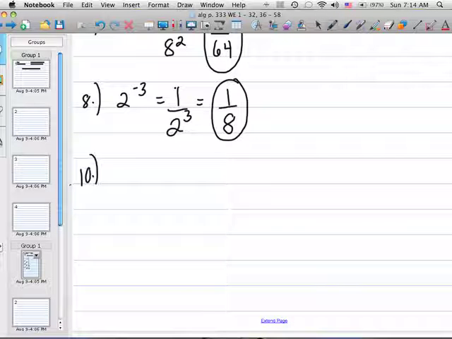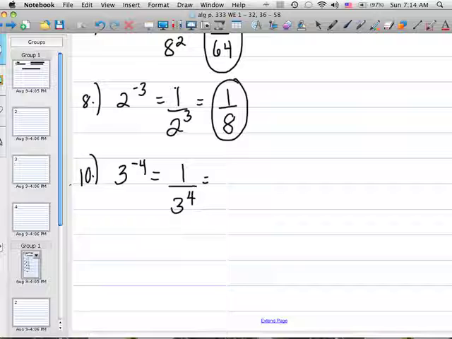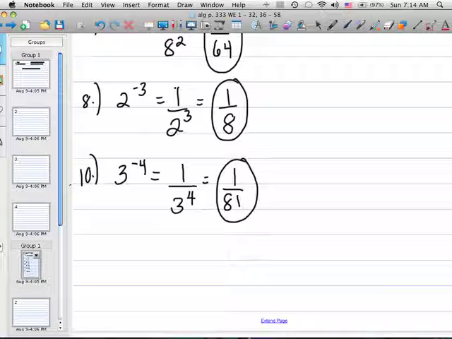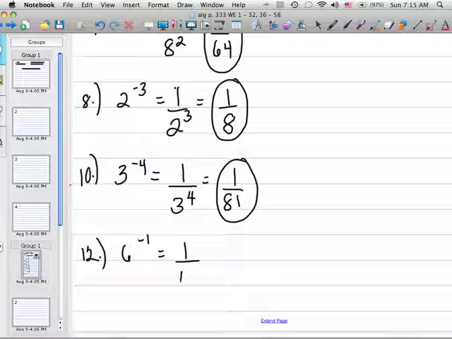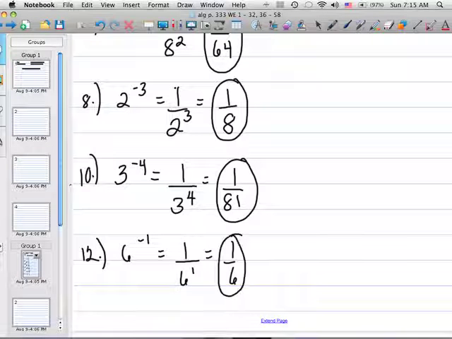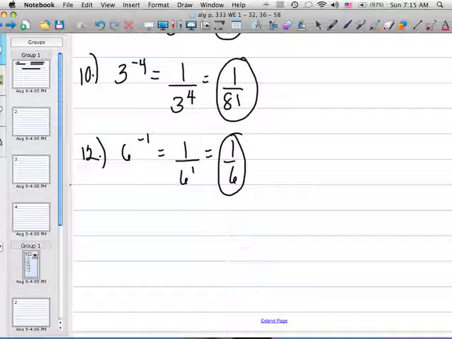Number 10, we have 3 to the negative 4th power, which is equal to positive power 1 over 3 to the 4th. And 3 to the 4th is 81. You can use your calculator to verify that. So it's 1 over 81. Problem number 12, we have 6 to the negative 1 power. Positive power would be 1 over 6 to the first, which is 1/6.